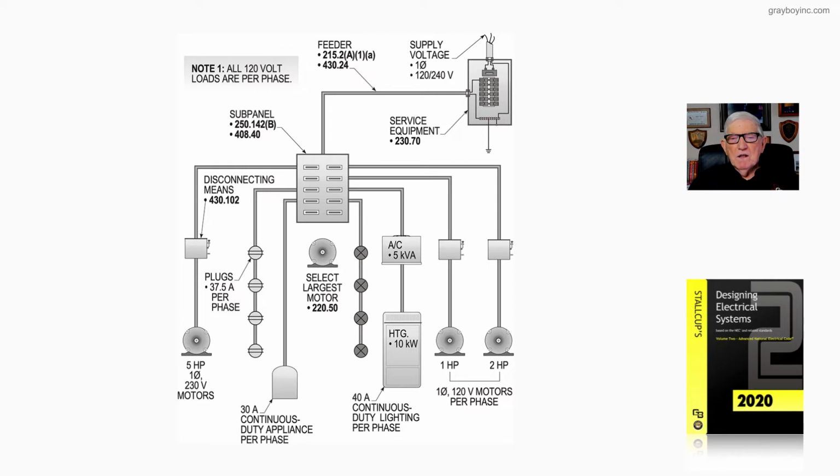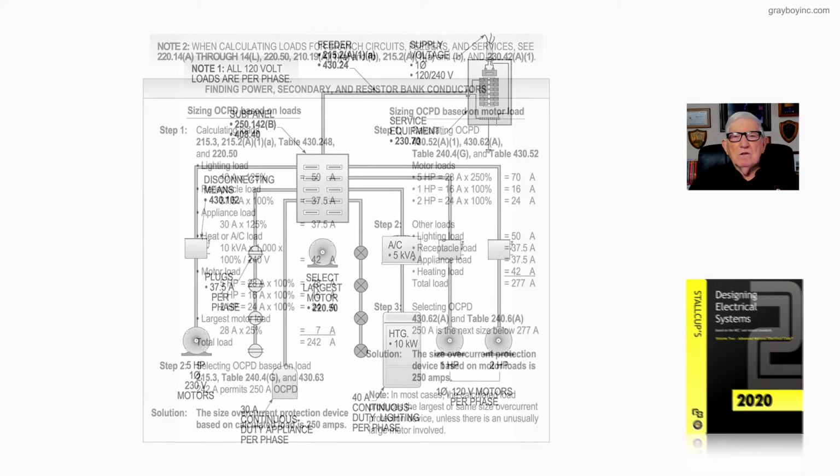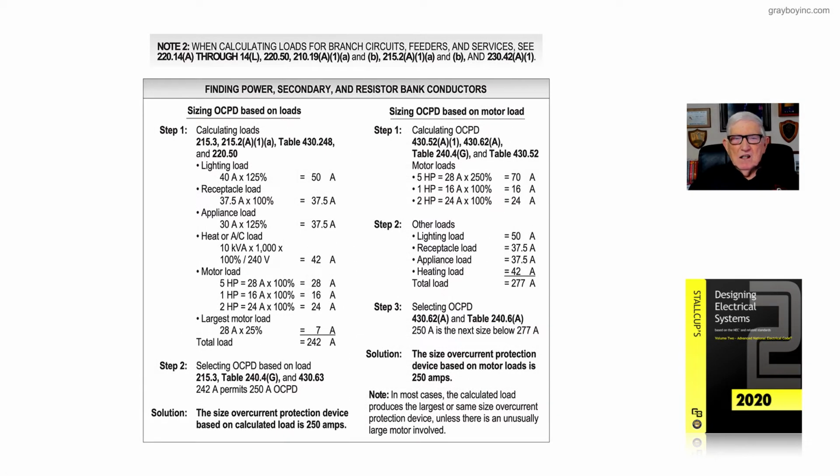And then, of course, we have a single-phase motor, 1 horse, and a single-phase motor, 2 horse, all on a 120 volt supply. So these are the loads that this feeder has to supply over to the sub panel that you see there. Now, based upon what we've just looked at, we're going to look at the calculations and calculate these loads.